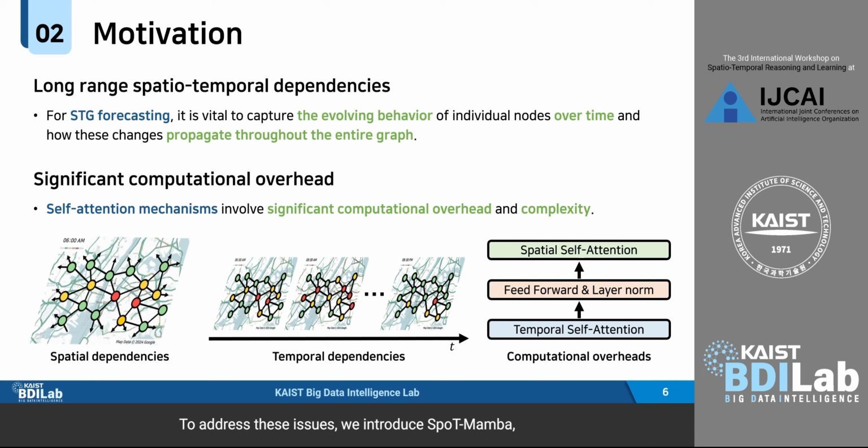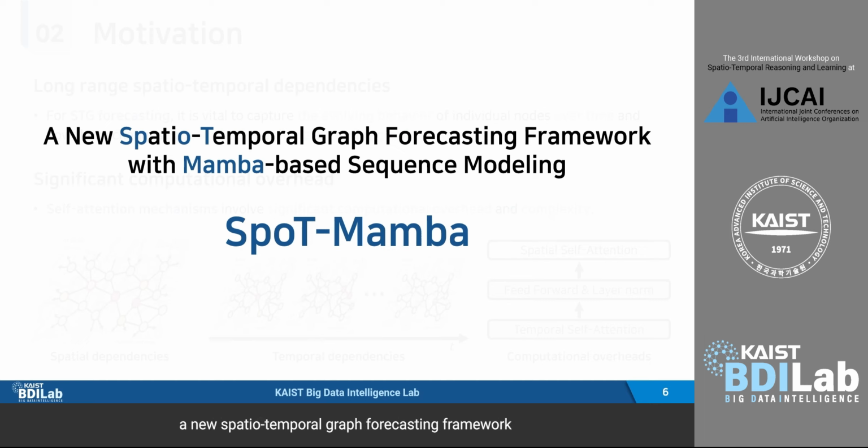To address these issues, we introduced SpoT-Mamba, a new spatial-temporal graph forecasting framework based on the recently proposed state space model called Mamba. SpoT-Mamba uses a Mamba-based sequence modeling architecture to better capture long-range dependencies.